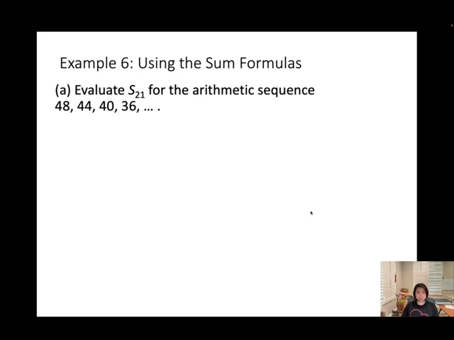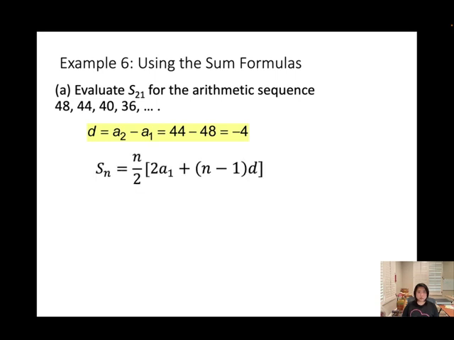Okay, try this example. Evaluate S21 for the arithmetic sequence. So when you know the arithmetic sequence, first write it down. What is your difference? 44 minus 48, which is going to be negative 4.